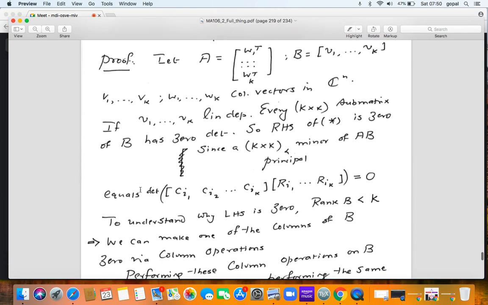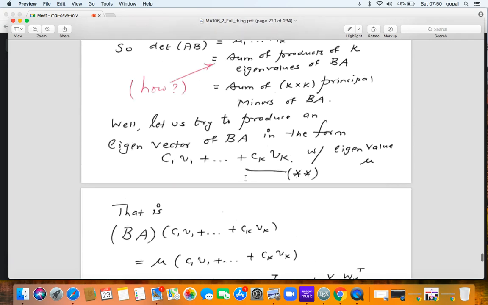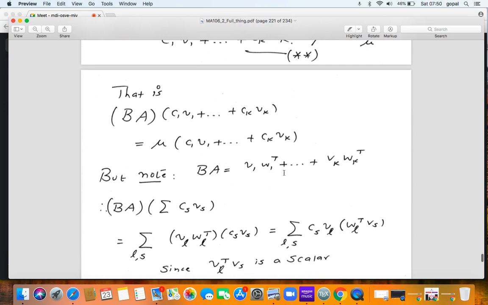Well, first let us stare at this matrix BA properly. What is BA? Let us go back. Here is your matrix B, V1, V2, ..., Vk, and then here is this matrix A, W1 transpose, ..., WK transpose. BA, I can do a block multiplication. And what will be BA? BA will be V1 W1 transpose plus ... plus VK WK transpose. V1 is a column, W transpose is a row, so V W transpose is going to be an n cross n matrix. So BA is a sum of n cross n matrices. So let us substitute this in the previous line.